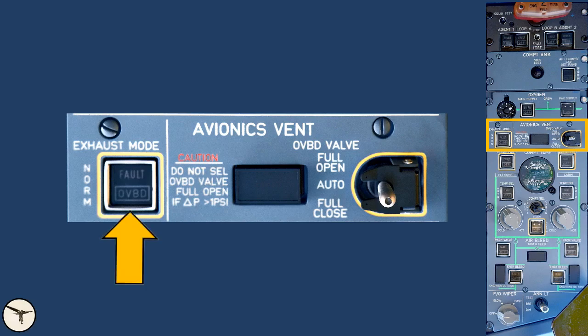The exhaust mode push button has two functions. When activated when the aircraft is parked on the ground, the extract fan will stop and a horn in the nose gear bay is activated. When in flight, the extract fan will stop and the overboard valve will open partially.